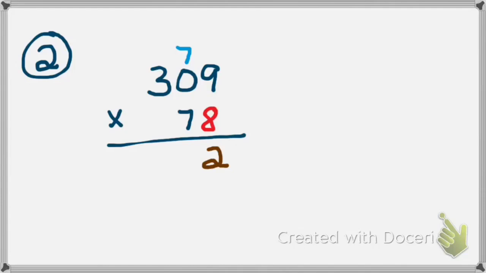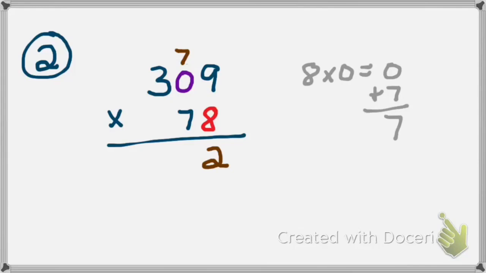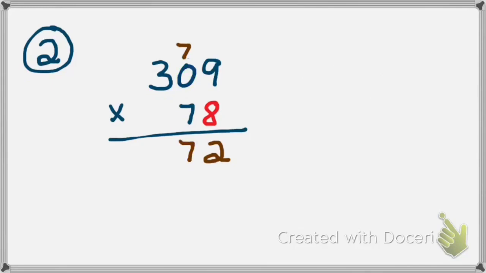Now I'll multiply the 8 times the 0, which I'll highlight in purple, and I'll think in my head 8 times 0 equals 0, plus the 7 that I carried equals 7. So I write the 7 down. Now I'll be multiplying 8 times the 3, which is in the hundreds column. I'll highlight that in green.